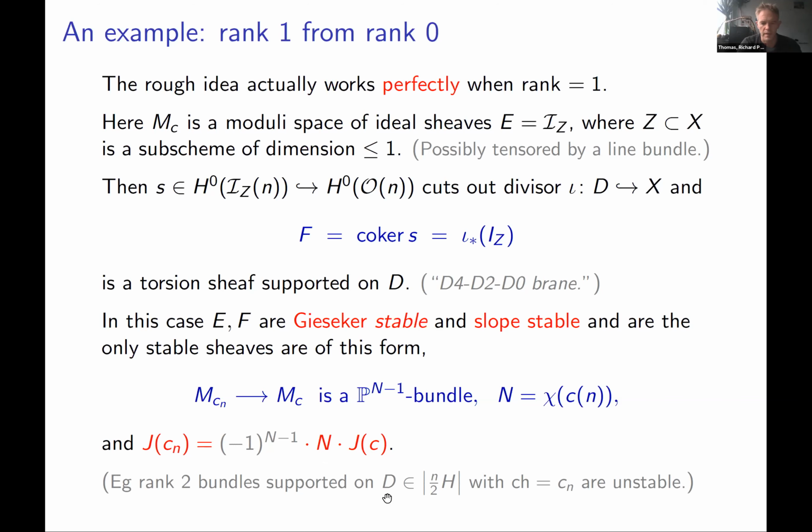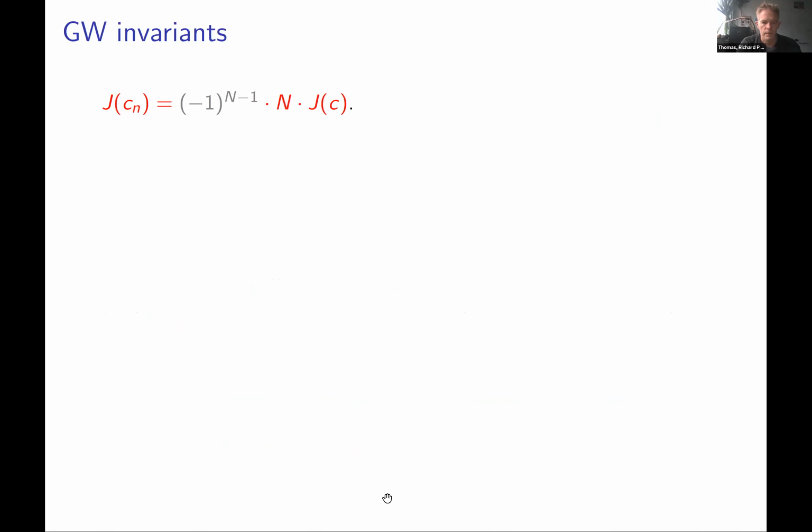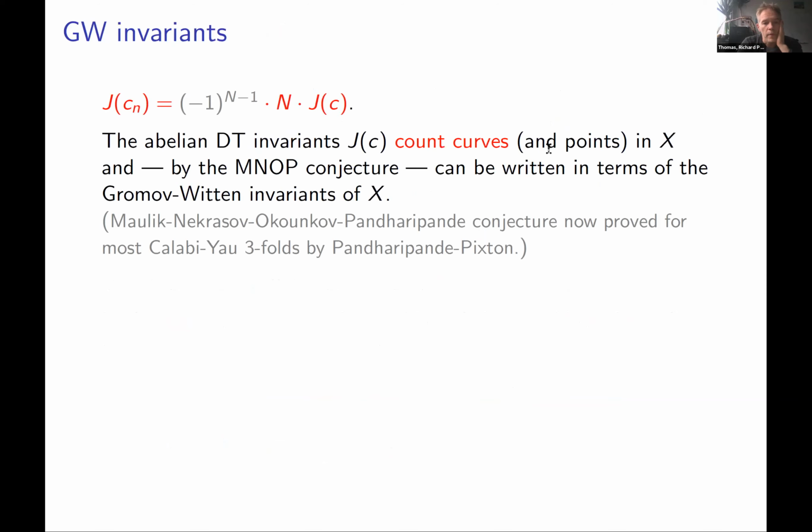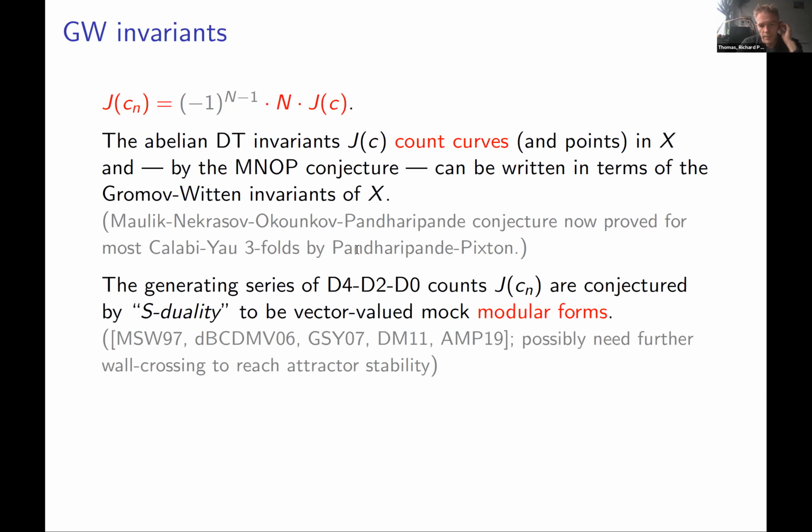Okay, so this is the statement I made before. And just very briefly, these DT invariants in class C, so counting these Zs here, actually count curves and points in X, and by the MNOP conjecture of Maulik, Nekrasov, Okounkov and Pandharipande, they can be written in terms of a very universal, known formula in terms of the Gromov-Witten invariants of X. That conjecture is proved now for most Calabi-Yau threefolds, in particular the quintic threefold. So that's the right-hand side of this formula that we derived.